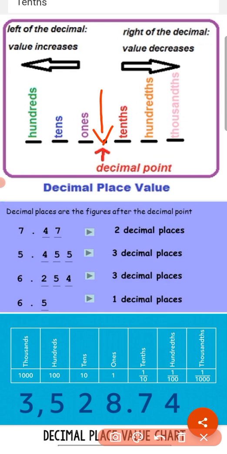On the left side of the decimal, the places are ones, tens, hundreds, thousands, and so on. On the right of the decimal, the first place after the decimal is tenths. The second place is hundredths. The third place is thousandths.